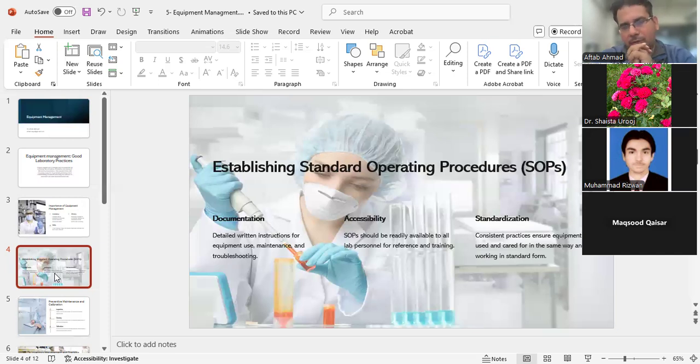And then there is also SOP for the standardization. That's very, very important. So there should be consistent practice, ensure equipment is used and cared for in the same way and working in a standard form. So we have to standardize the equipment working. I was also mentioning in my previous slide that we should ensure that it should be standardized. It should be working in the same way.